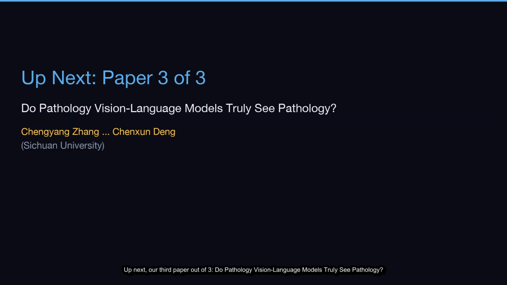Up next, our third paper out of 3, Do Pathology Vision Language Models Truly See Pathology? By Chengyang Zhang and Qinshuan Deng from Sichuan University. This paper delivers a crucial and timely critique of current evaluation methodologies for pathology VLMs, exposing fundamental flaws that challenge the perceived progress in the field and demand immediate attention. Let's break down its key contributions.